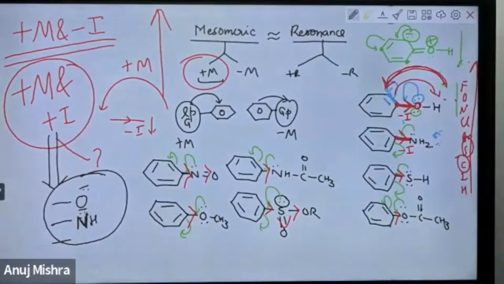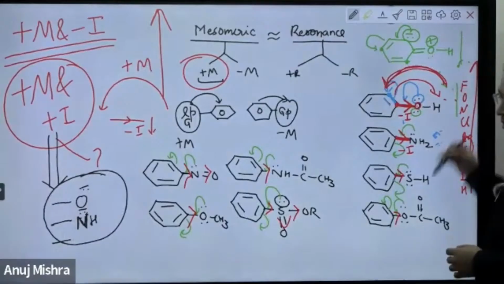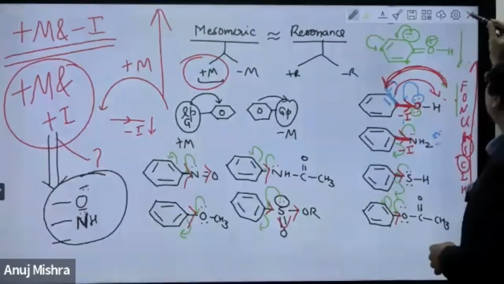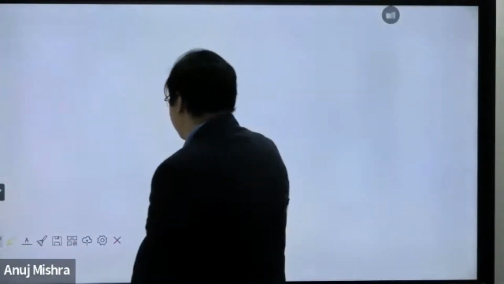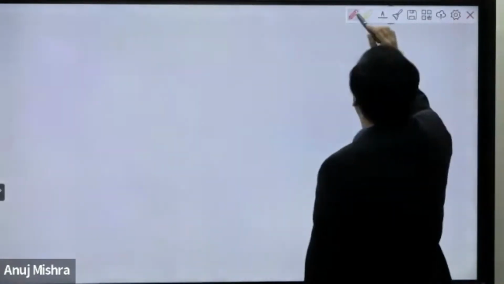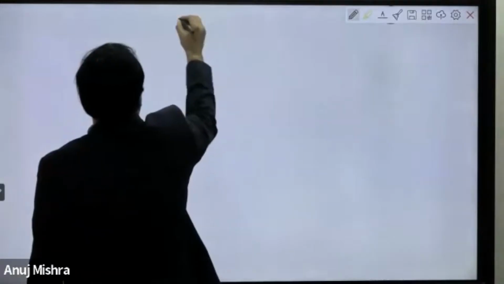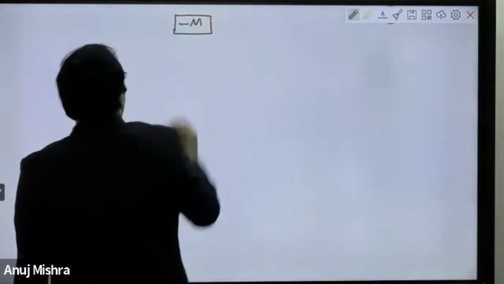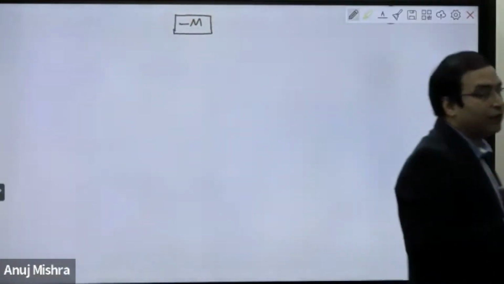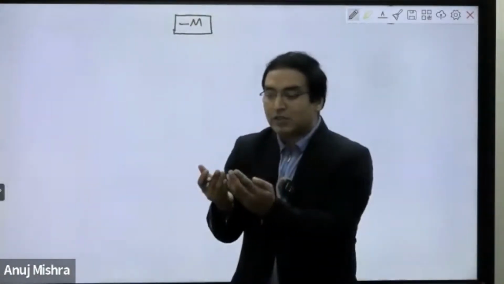Please write on the heading, minus M groups. Let's see what minus M groups are. Can I remove this discussion? Okay. Write down minus M group. Minus M is also called negative mesomeric effect, which is observed when a group is available which is pulling electrons, right?